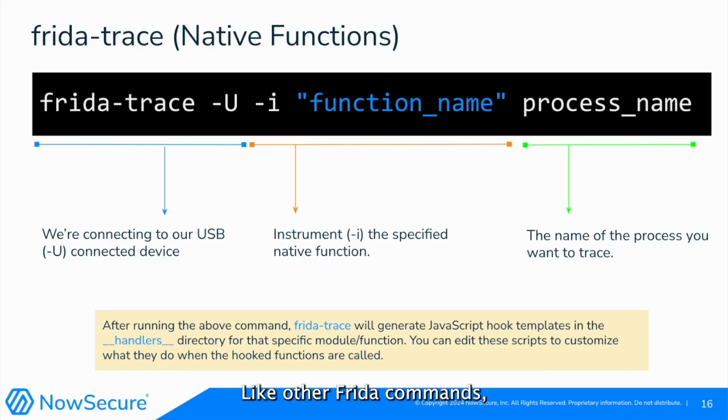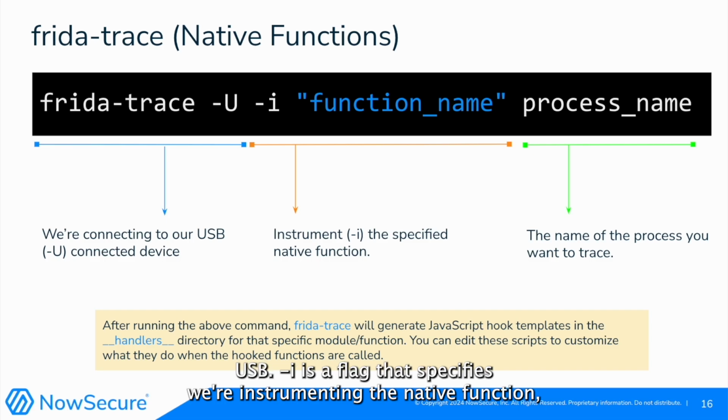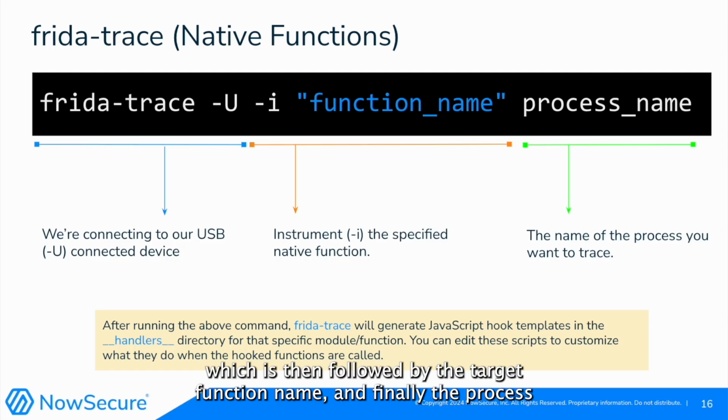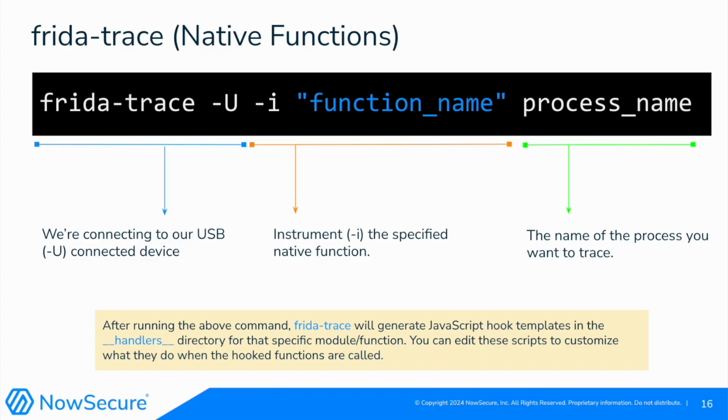Like other Frida commands, we use the -U to indicate we're connecting to the device over USB. -i is the flag that specifies we're instrumenting a native function, which is then followed by the target function name, and finally the process we're executing. Either the package identifier or the app name from Frida PS.